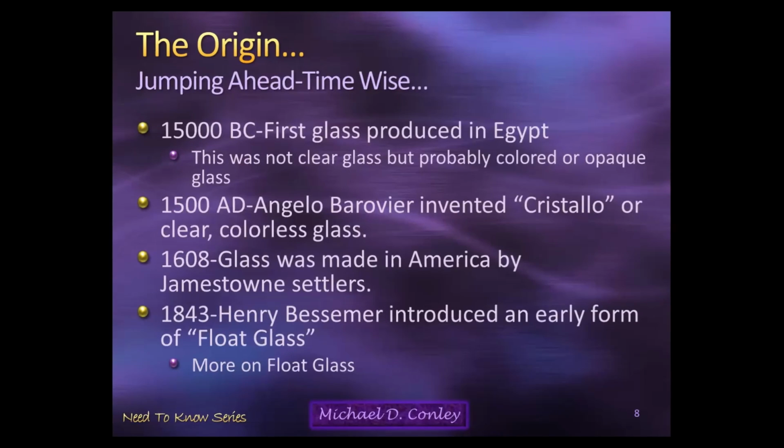15,000 BC, first glass produced in Egypt. This was not clear glass, but probably colored or opaque glass. 1500 AD, Angelo Brevier invented cristallo, or clear colorless glass. 1608, glass was made in America by Jamestown settlers. Jamestown settlers is the Old English for Jamestown in Virginia, which is next door to a lot of you guys who are here tonight.